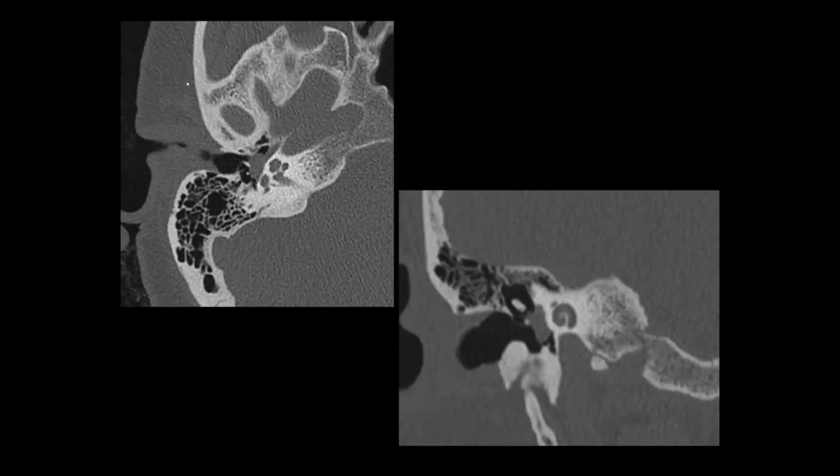On imaging, the differential for this would be a congenital cholesteatoma, but both glomus tympanicum and congenital cholesteatoma would have a very different appearance on your otoscopic exam.